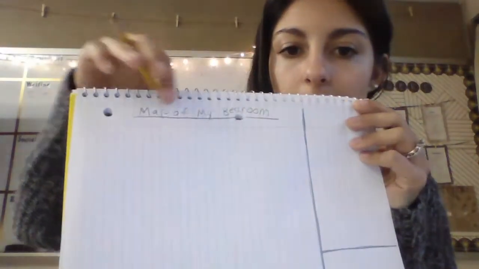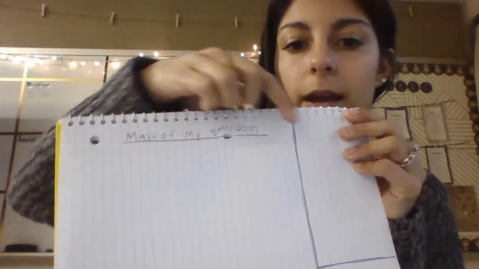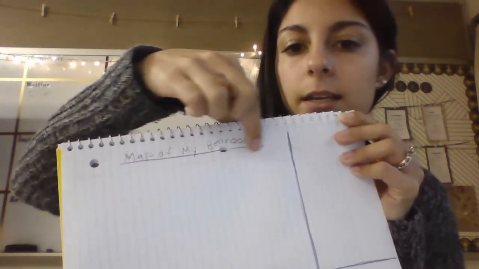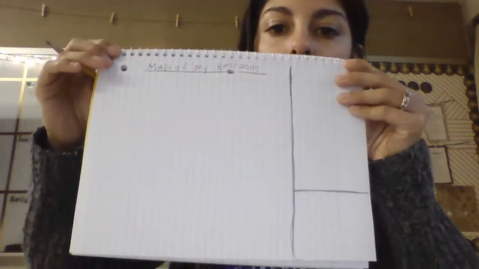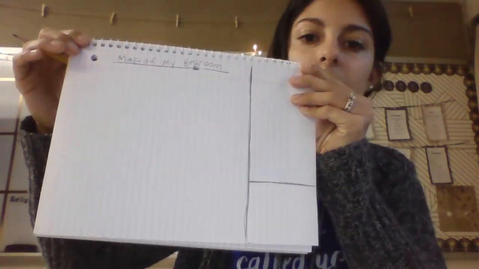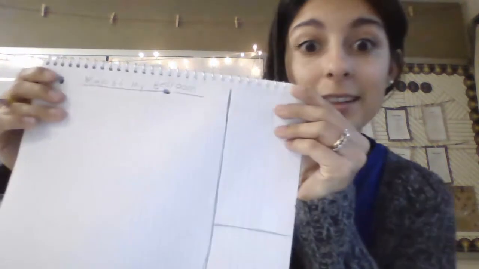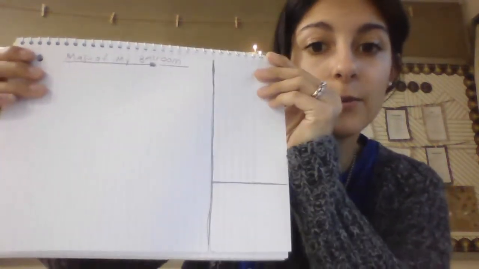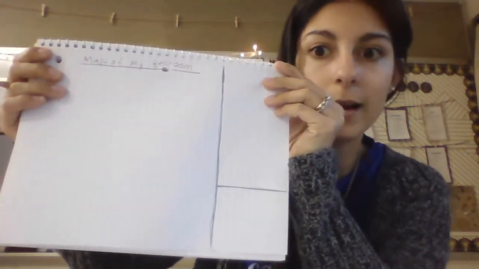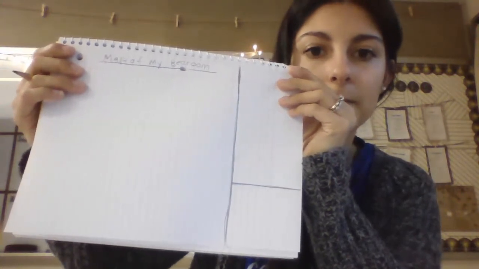So it's at the very top of my paper. It says Map of My Bedroom, and I underlined it because it is a title. So Map of My Bedroom. So go ahead and write that on your piece of paper. Pause the video, write it, and then click play.